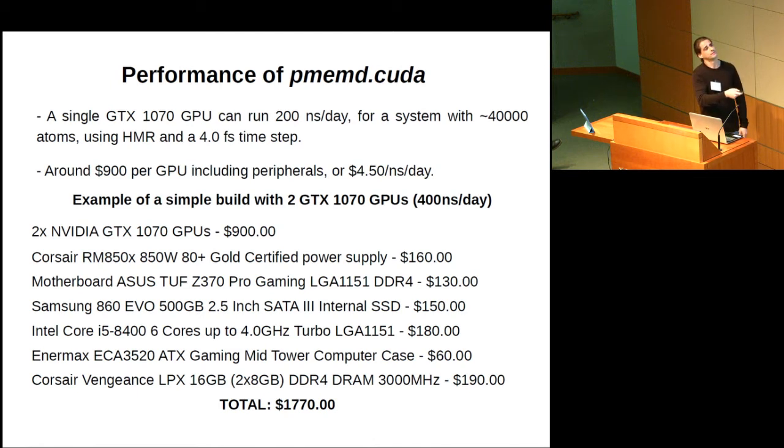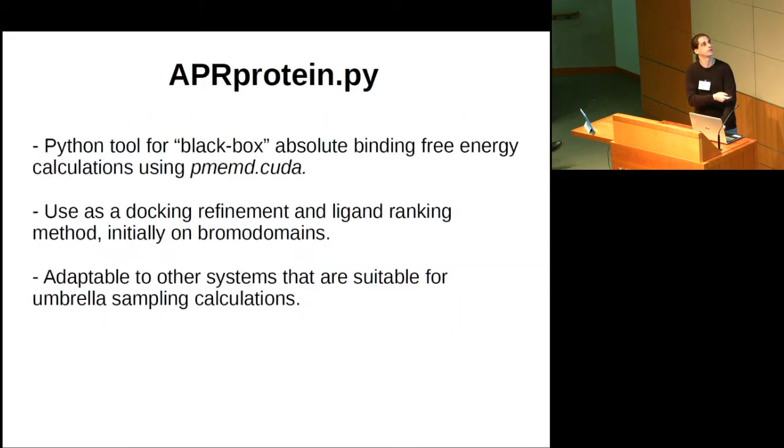So this is encouraging because if you want to build homemade systems, you can get one cheap, $1,800. You can get 400 nanoseconds a day, which is a cost around $4.5 per nanosecond per day. And this is not hard to build. I actually learned how to build this myself, just looking at the PCPartPicker website, and they all work. They are very stable, and they have no crashes at all. So it's a very efficient way of low-cost absolute binding free energy calculations.